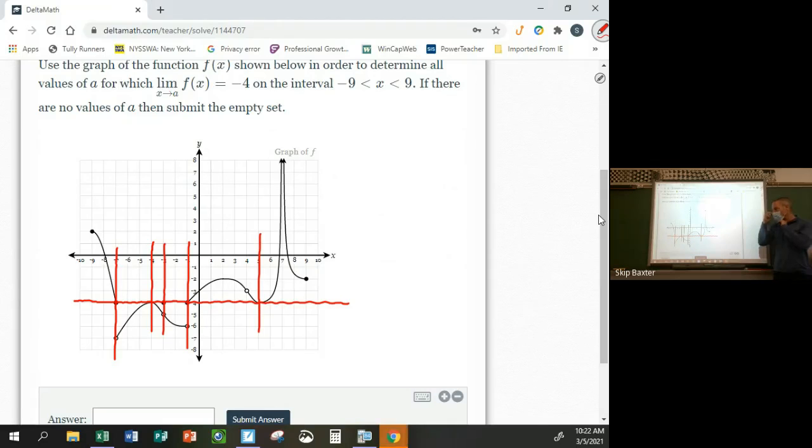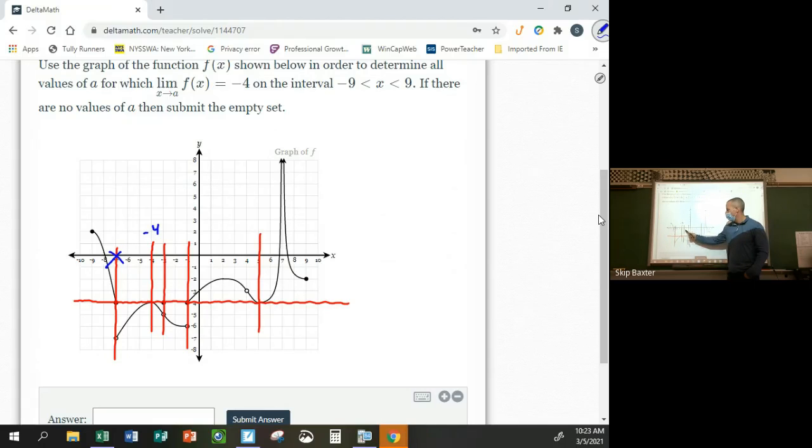Now you just have to figure out at which of those points the limit actually equals -4. Well, this first situation is a jump. What's the limit as x goes to -4? It doesn't exist, so don't count that one. The second point is x equals -4. What's the limit as x goes to -4? It's -4. Right on. That's one of them that works.